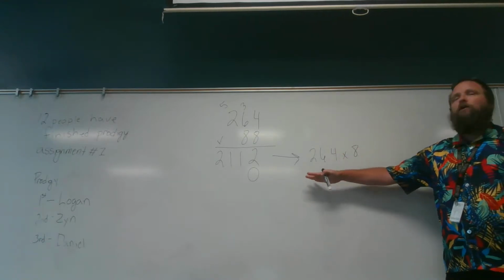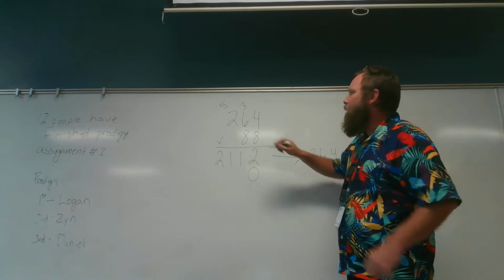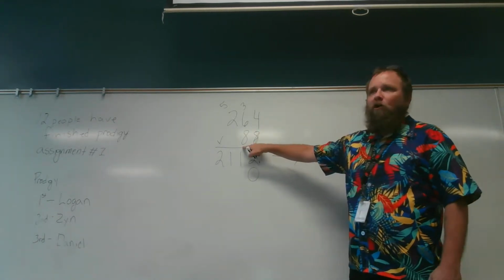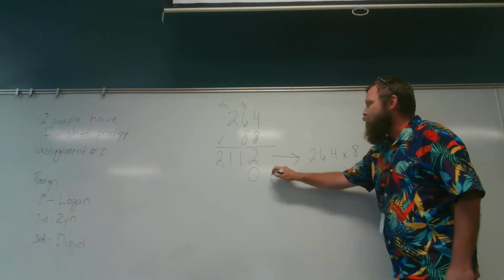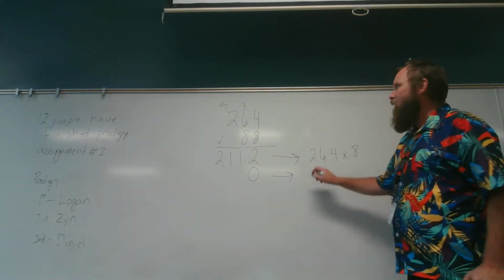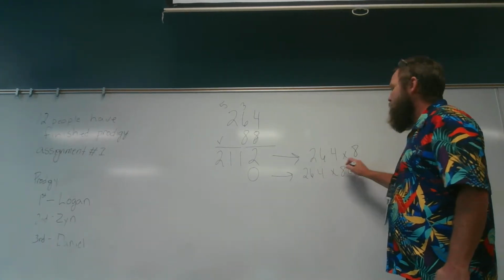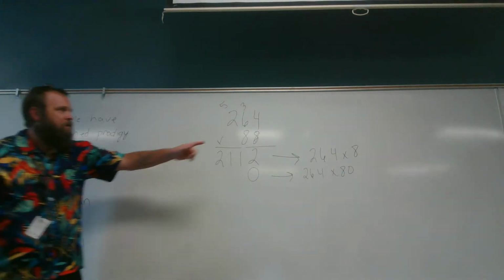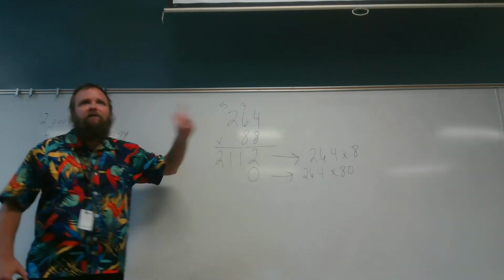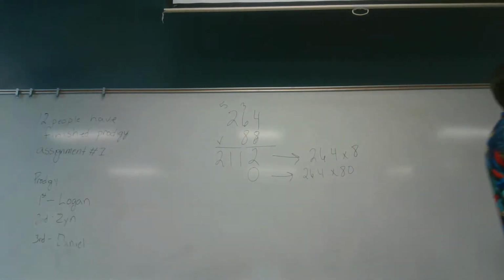Let me explain. You know the 0 goes there. Let me tell you why. We're not multiplying in the ones place any longer. We're multiplying in the tens place. So this right here is just the same as saying 264 times 80, because I'm multiplying in the tens place. I'm starting with this 8 in the tens place. That is why.